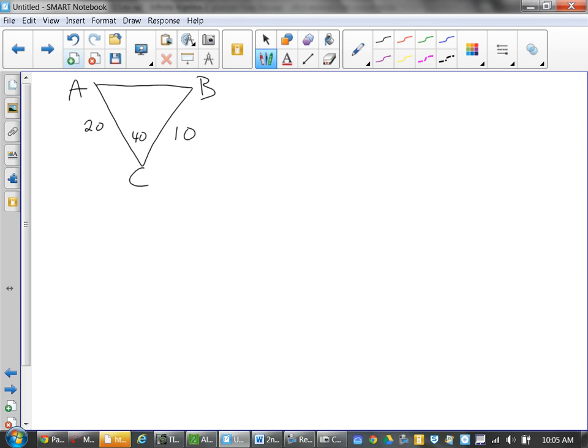Okay, so I know that I have to first use the law of cosines. Which one is that? Actually, we have to find little c first. So the law of cosines was little c squared is a squared plus b squared minus 2ab cosine C.